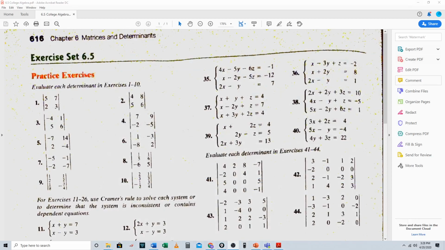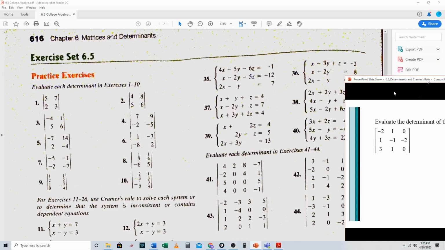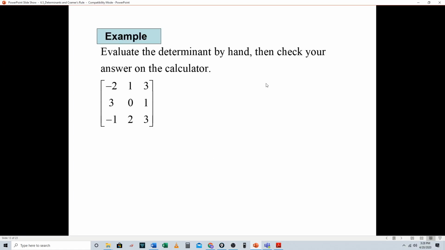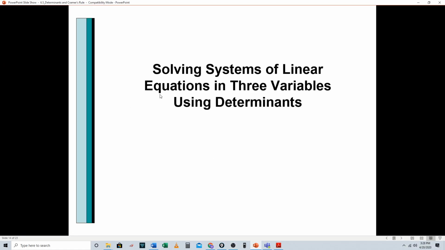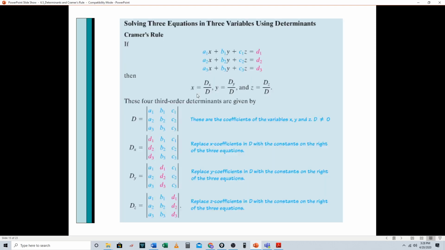So go back to the PowerPoint. I'm not going to do this at all. Solving systems again. Like I said, I'm not going to do the determinants by hand like I do with the 2x2, because 2x2s are super easy to do by hand. In fact, usually it's easier to do by hand than on a calculator, but you can always use it just to check.